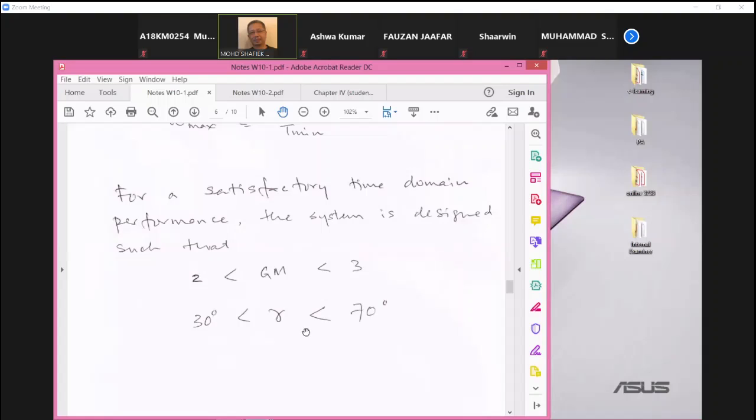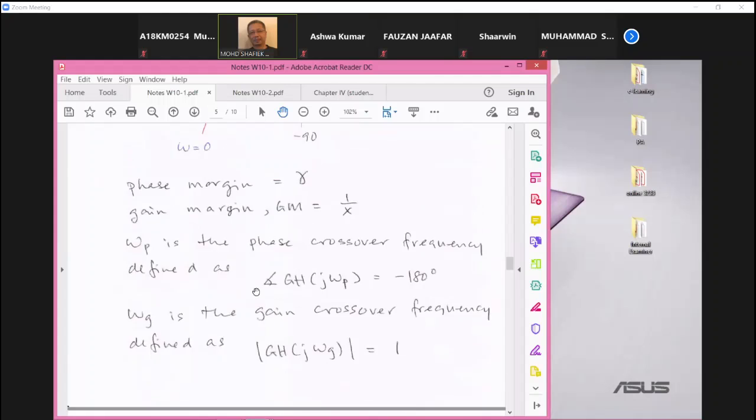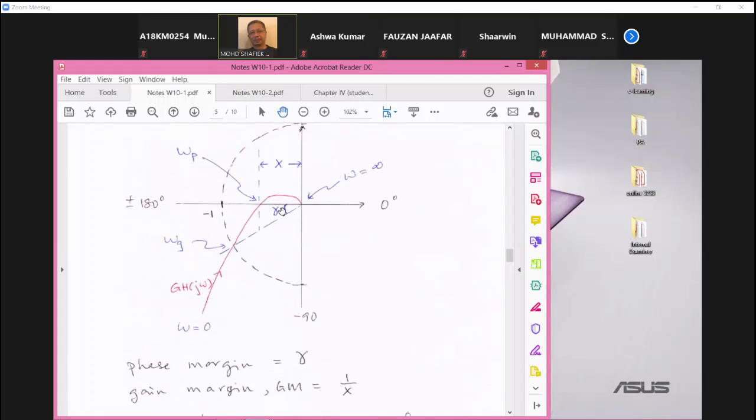You want the response to be fast enough. So therefore, you don't want to exceed 70 degrees for your phase margin. You don't want your gain margin to exceed 3. But this is just a guideline. You want to fall somewhere in the Goldilocks zone, not too hot, not too cold, just the right temperature. All right, so there's a story behind the Nyquist diagram.